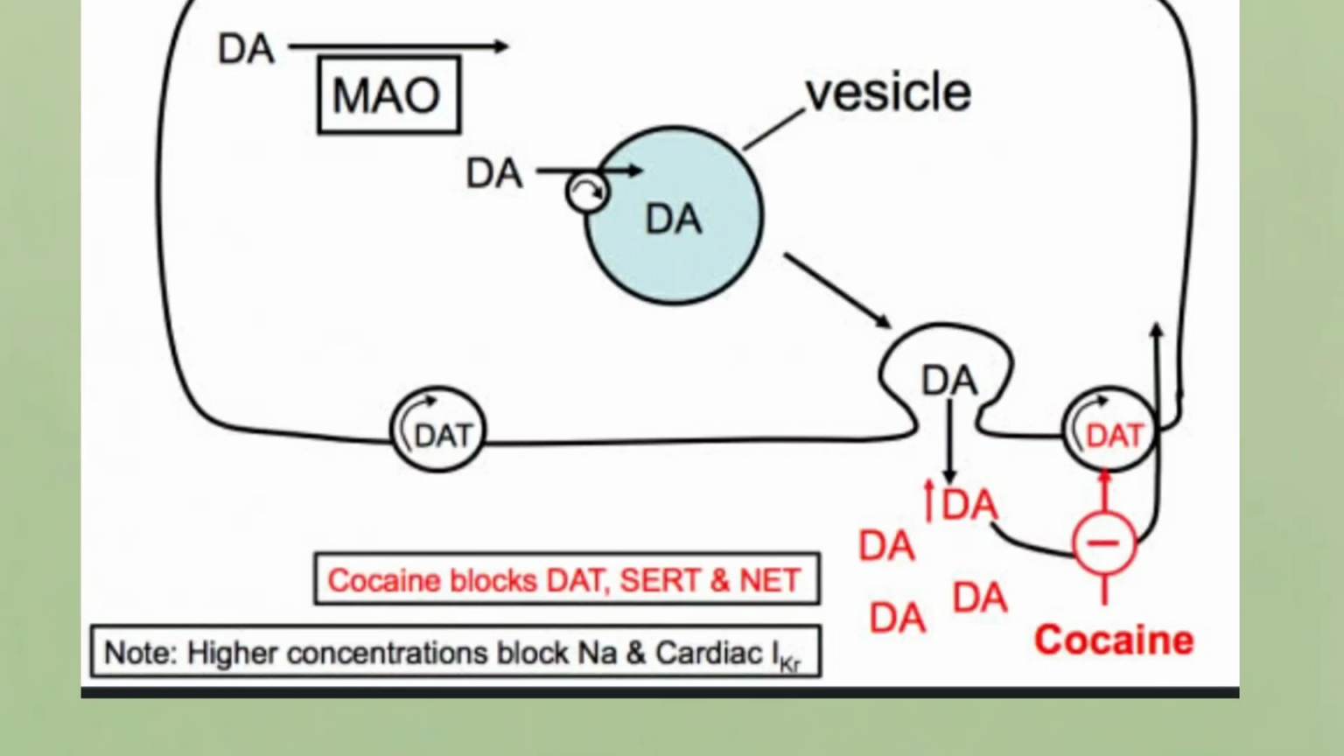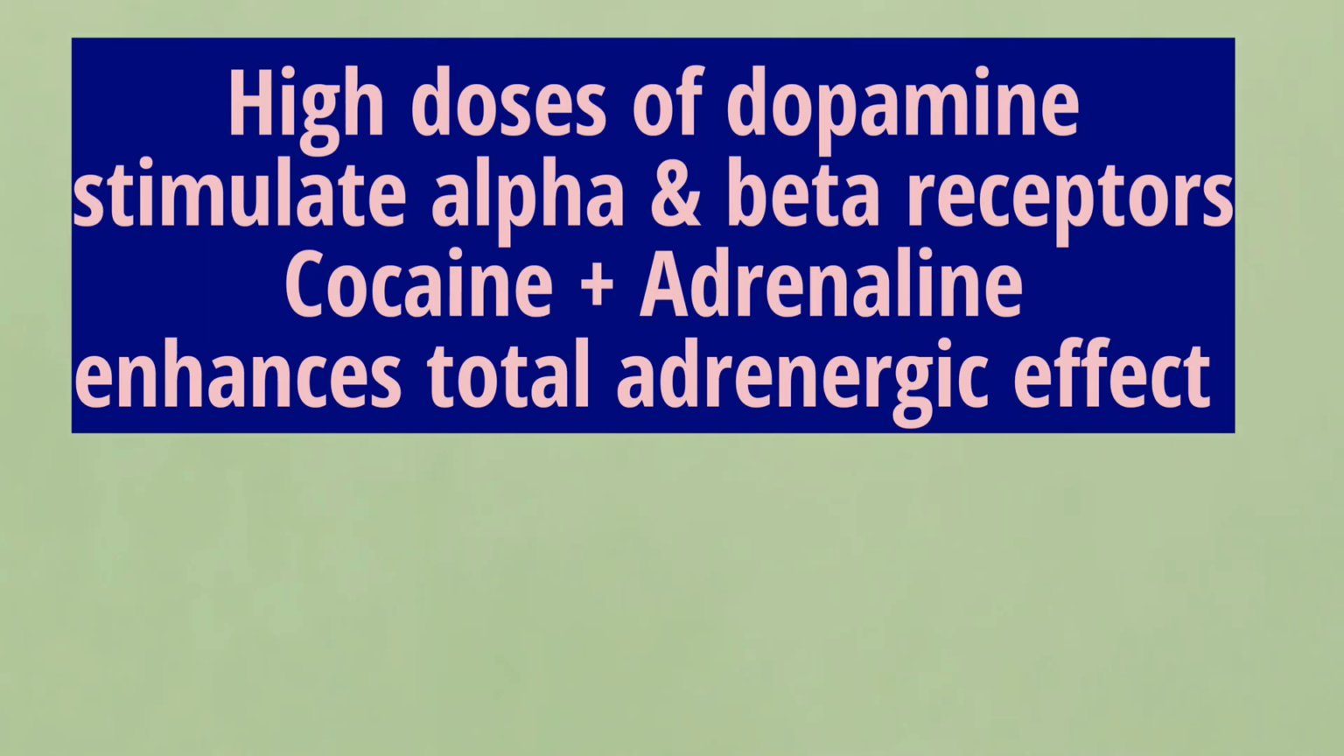Next example, a combination of adrenaline and cocaine. Cocaine blocks the dopamine transporter, preventing the reuptake of dopamine into the neurons, resulting in dopamine buildup in the synapse. Dopamine in higher doses stimulates the adrenergic receptors, that is alpha and beta receptors, producing an adrenergic effect, that is positive inotropic effect and chronotropic effect. Therefore, cocaine along with adrenaline increases the overall adrenergic effect.